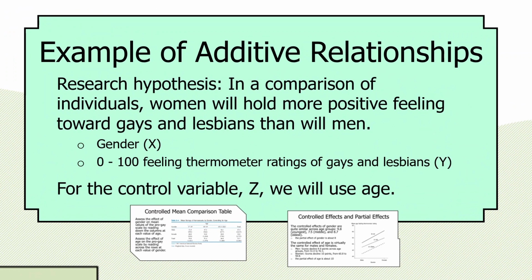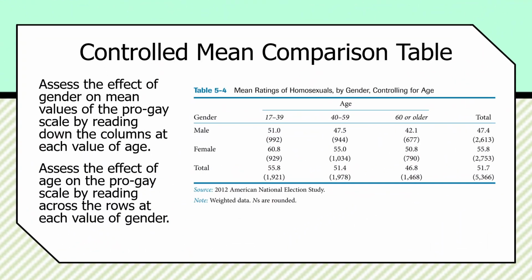There's a lot of evidence that suggests there is a big generational difference in how homosexuality and homosexuals are viewed in terms of generational cohorts. So we will control for age. Okay, now this is a mean comparison table that compares mean values of ratings of homosexuals by gender, controlling for age. Let's orient ourselves a little bit, because mean comparison tables take a different format than cross tabulations. The independent variable, gender, is represented on the rows.